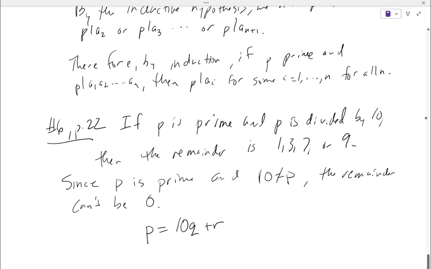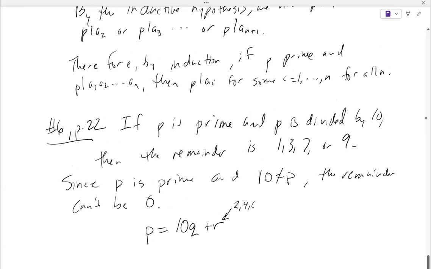Notice that if your remainder is 2, 4, 6, or 8, what divides the remainder? 2. What do you say about 10? Also divisible by 2, right? So what would happen to the prime then? Also be divisible by 2, wouldn't it? Is there anything different about 5, by the way? If this remainder is a 5, what can you say about the 10? Well, also divisible by 5, which would make your prime divisible by 5, right?